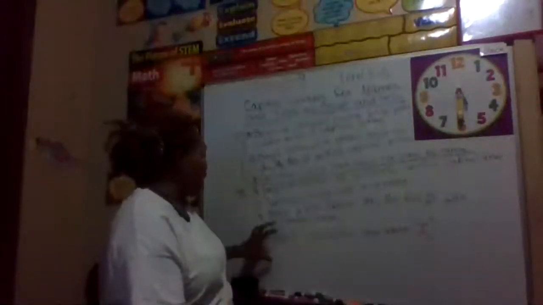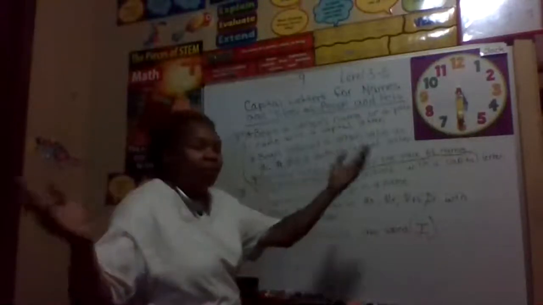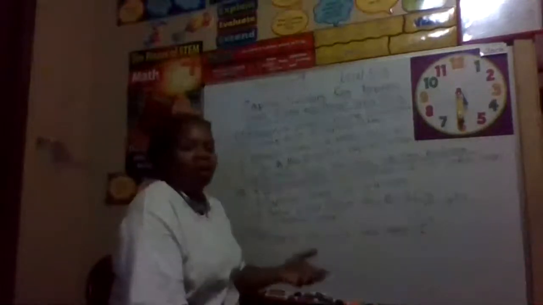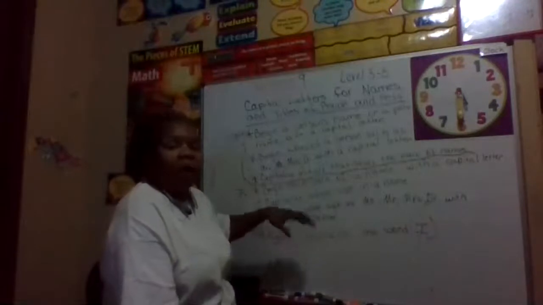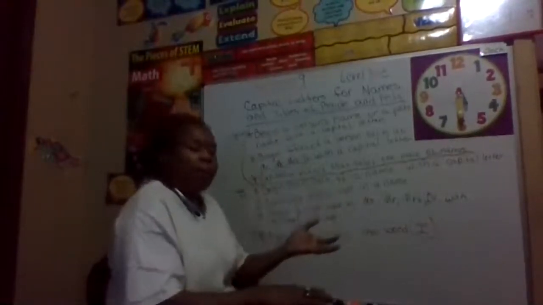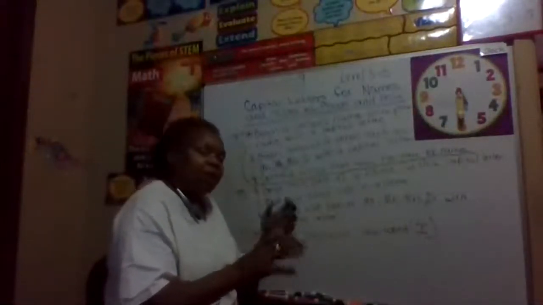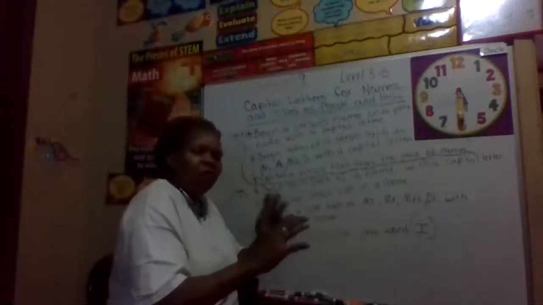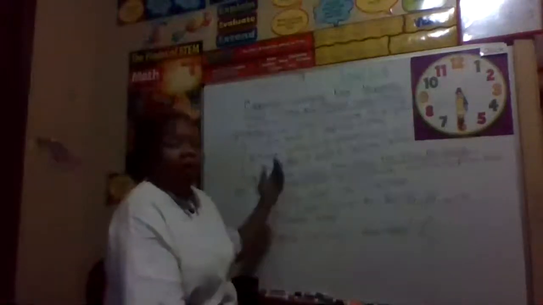Now, for levels 3, 4, and 5, it says always capitalize the word I. Always capitalize the word I. That just goes to show you that it doesn't matter where you see these rules, they're going to stay the same. What happens is the words get a little bigger, or the way you say things gets a different kind of version of it, but it's still all the same thing.